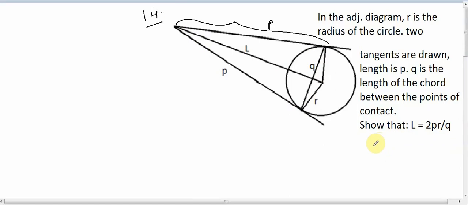So how do we show this? One way to prove what is asked is by considering the area of this quadrilateral. Let me name the quadrilateral A, B, C, D. So the area of this quadrilateral can be expressed using two formulas, and when we equate the RHS of these two equations, that will lead us to this equation.